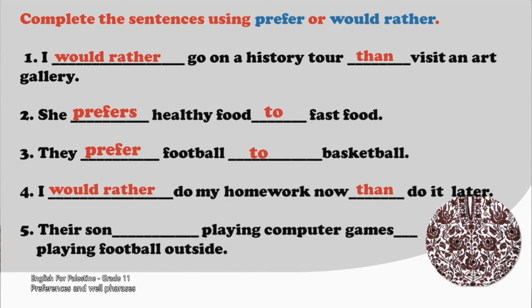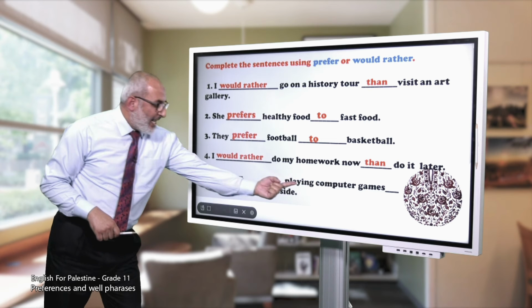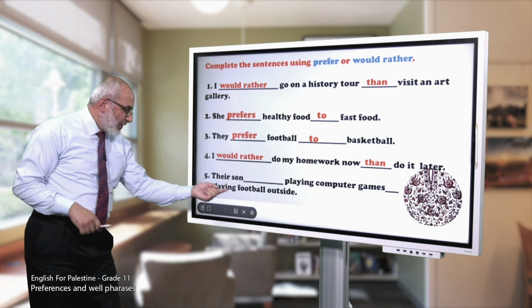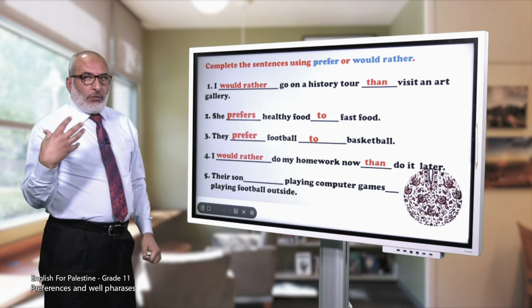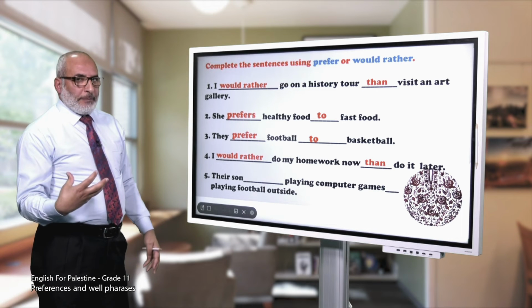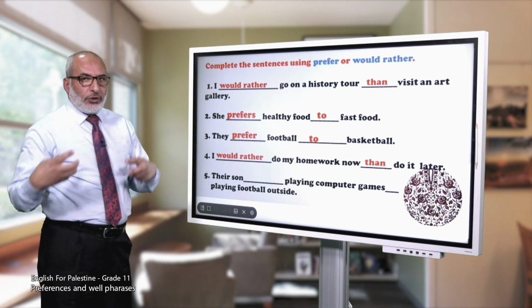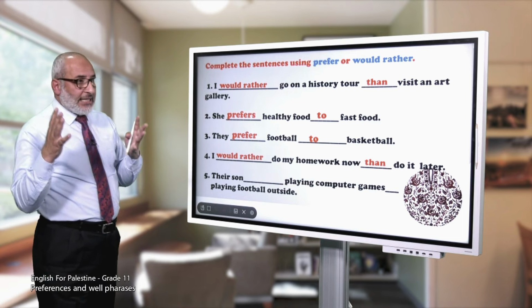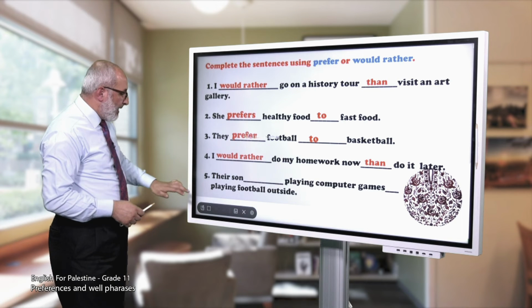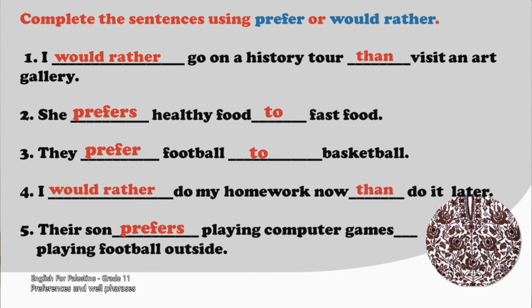And number five, the last one. Their son, playing computer games, playing football outside. Here we have the ing form, and here we have the ing form. Which structure do we use with the ing form? Is it the prefer structure or the would rather structure? Yes, excellent. It is the prefer structure. So their son prefers playing computer games to playing football.